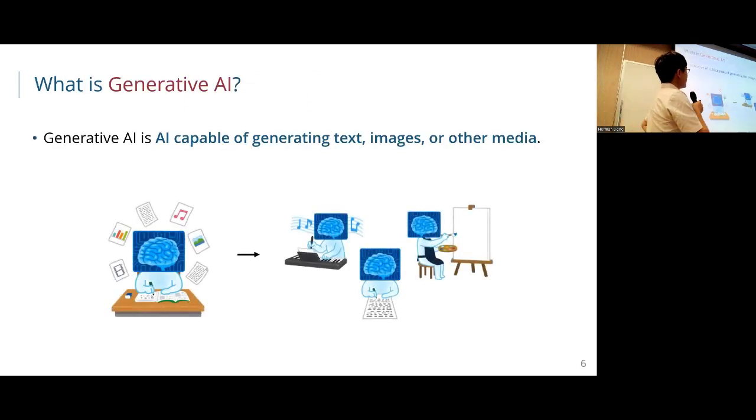So what is generative AI? This is the definition on Wikipedia. Basically, it's AI capable of generating text, images, or other media, mostly through machine learning. You look at a lot of training data in different domains, and then you learn to generate new stuff. There are a lot of different applications, such as generating images, and also what I did in music generation. There are also applications in finance and in healthcare.